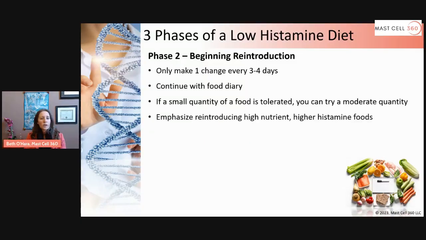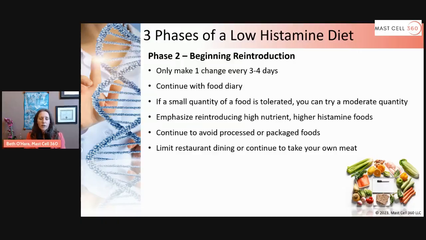And you're going to work on the nutrient-dense high histamine foods. So we're not jumping into a candy bar or something like this. We're going to go into something that you missed, but it's nutrient-dense, like strawberries, for example. And then you continue to avoid those processed or packaged foods, and be careful with dining out and meat at this phase. You're going to start working with restaurant meat in the next phase. You keep freezing your leftovers, keep your stressors low and all those other triggers.